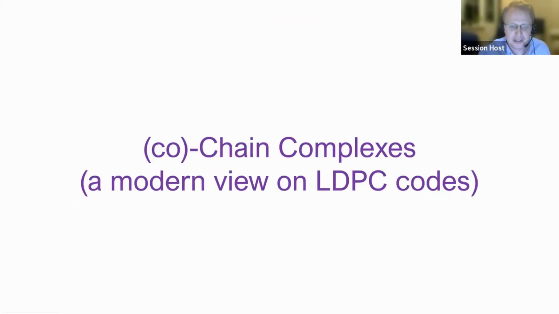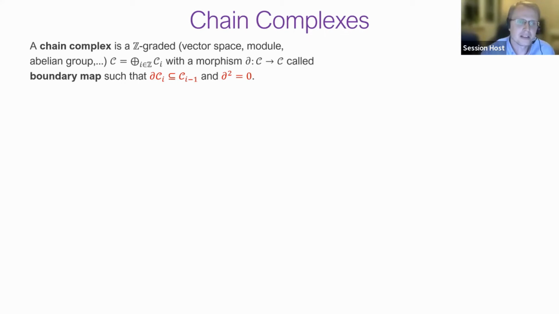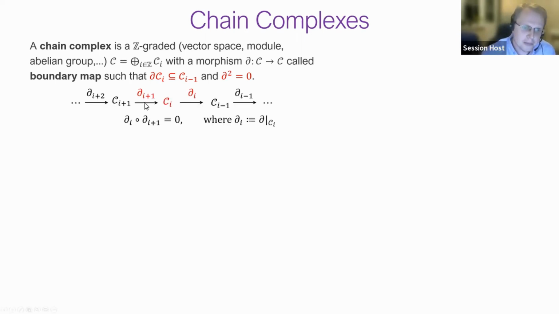In order to describe our construction, let me say something about chain complexes. It's an algebraic idea. So what is a chain complex? A chain complex is a modern view of LDPC codes, including classical and quantum codes. It is just a bunch of vector spaces, and you also have a bunch of linear maps between these vector spaces, and you have this special property: if you apply two linear maps, you always obtain 0.